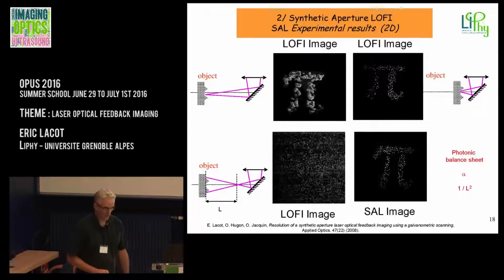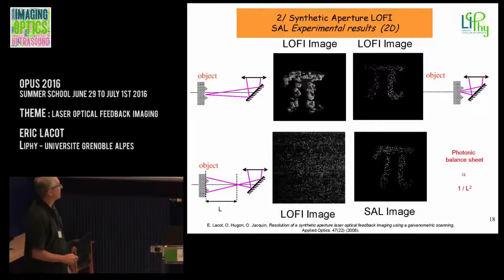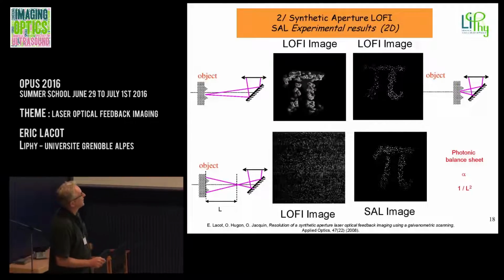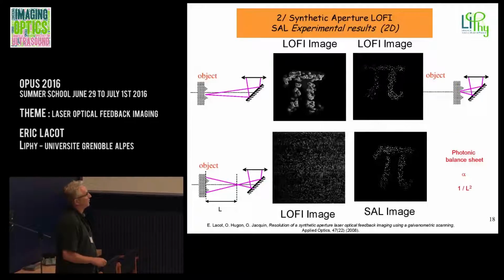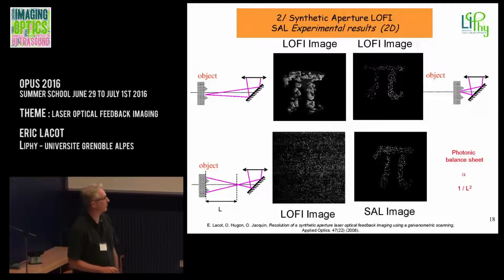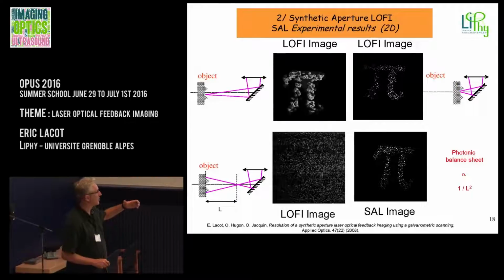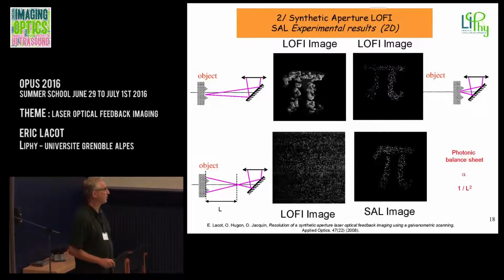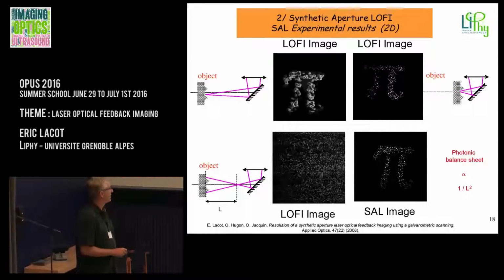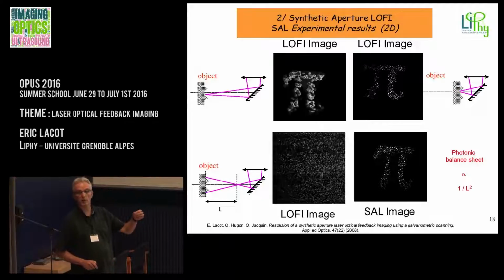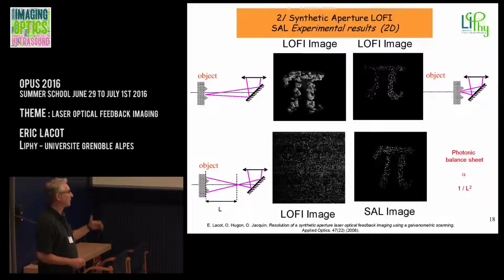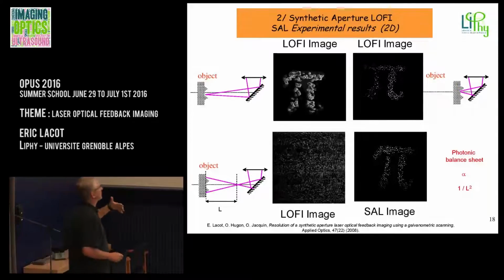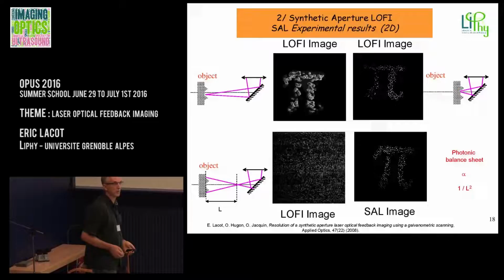So by using this simple interferometer called LOFI, we are able to extract a synthetic aperture image by simply scanning the laser beam on the target. So it works, but there is a drawback, and this drawback is due to the fact that the number of photons which come back inside the laser cavity decreases proportionally to the square of L, and this is due to the confocal filtering of our microscope, in fact. But this drawback is partially compensated by the LOFI gain, and also partially compensated by the fact that the LOFI is shot noise limited.